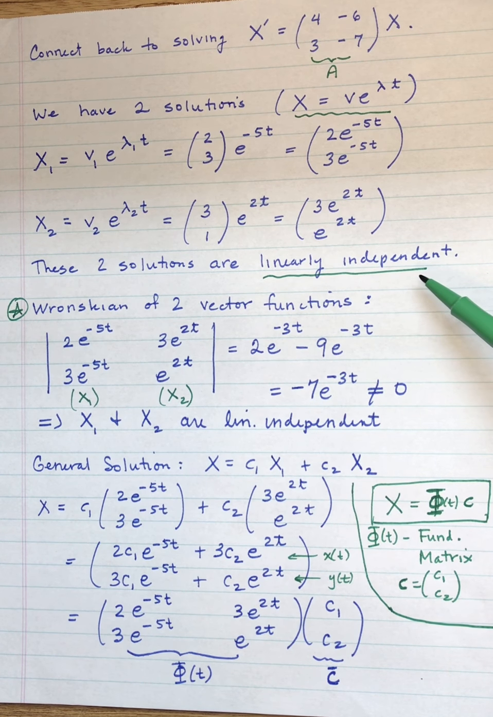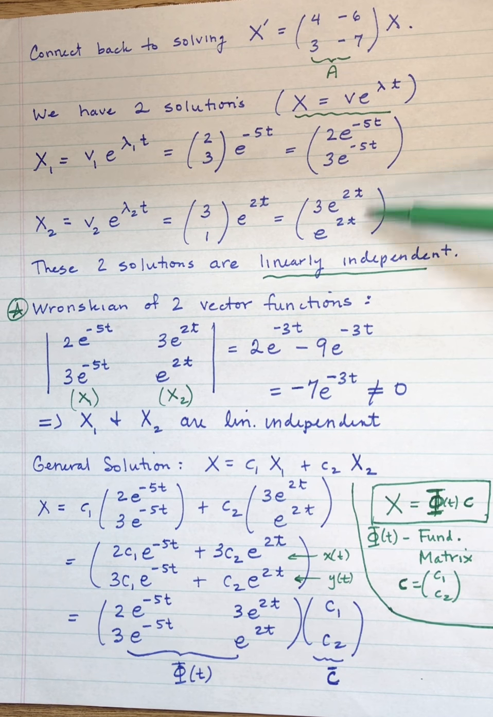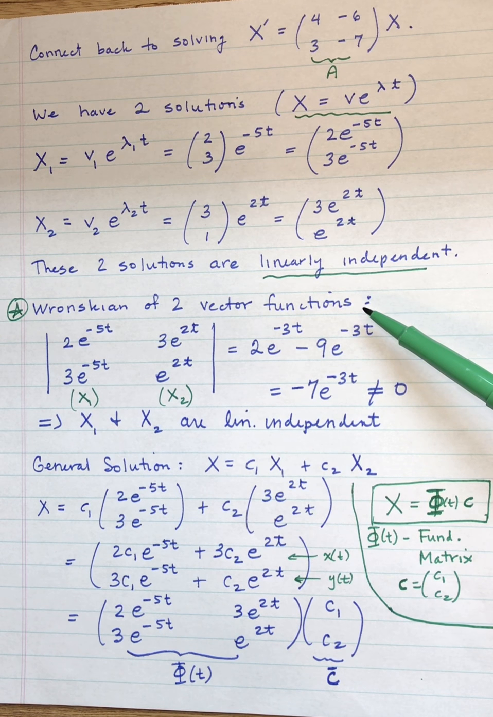Now it turns out that these are 2 linearly independent solutions. Now how do I know they're linearly independent? Well, one way to think about it in terms of vectors is that this vector is not a constant multiple of this vector. Another way to do it is to take the Wronskian. Now this is the Wronskian of 2 vector functions. It's a little different than when we did Wronskians earlier.